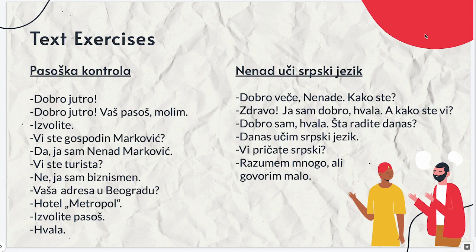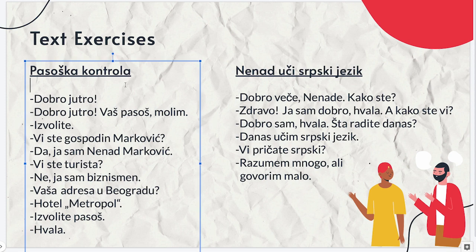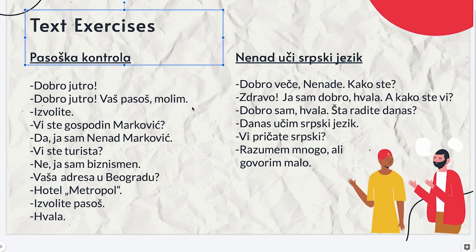Okay. Usually at the end of each lesson, after we cover a certain topic, there is a text. Here we have 2 text exercises. They are adjusted to the beginner level. On the left we have pasoška kontrola, passport control. I'll read the text and I'll translate at the end. You can try, again, reading and using my recording as an example, and then translate and again use my translation as an example to compare.